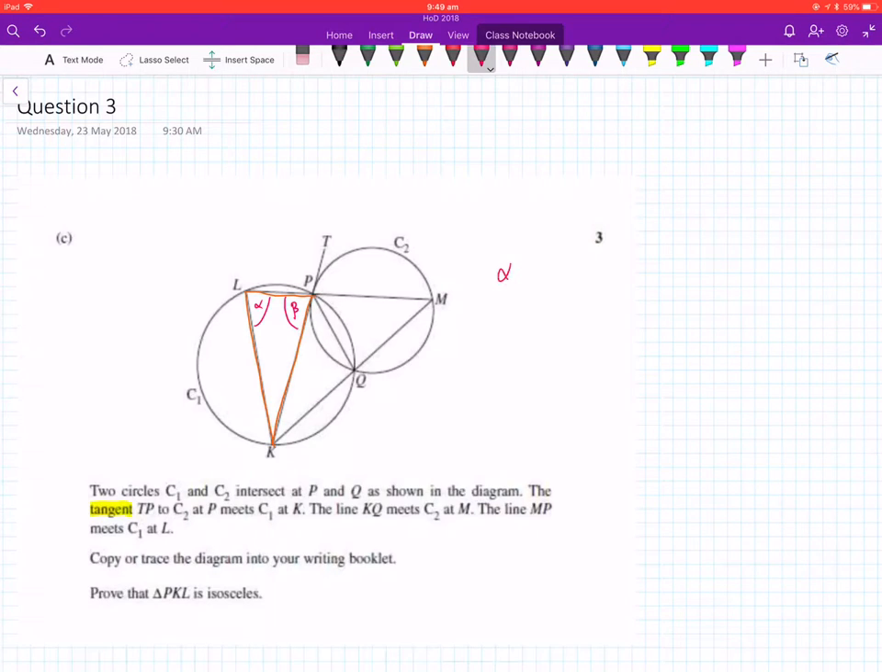From that diagram, I'm going to guess that I have to prove these two angles are the same. So we're going to have to prove that alpha equals beta. We could prove that the distances are equal, the chords LK and PK, but odds are it's going to be those angles just because we have so many more rules that deal with angles.